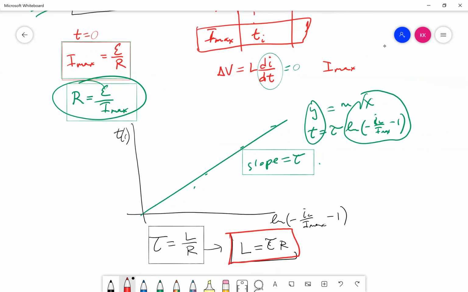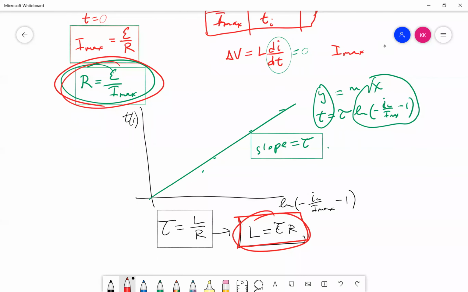Again, you take the data of the changing current as a function of time, then plot the time versus ln of negative changing current through the inductor over I max minus 1. The slope is your tau. Find the resistance using EMF, the maximum voltage, divided by maximum current. And then from that, your final calculation will give you the inductor value, or the inductance of the inductor. Okay. All right. So that's the first part of the experiment.